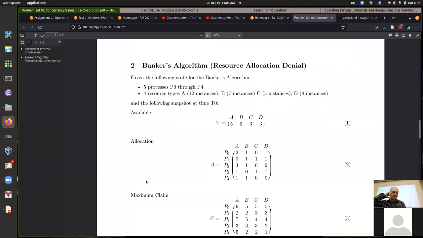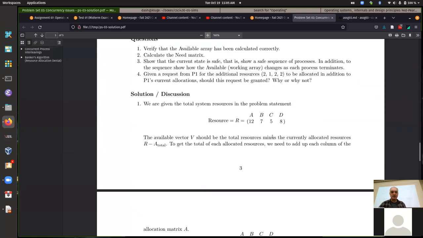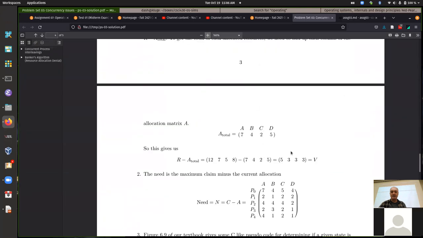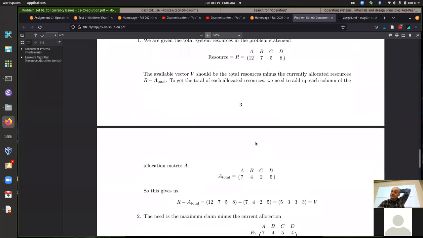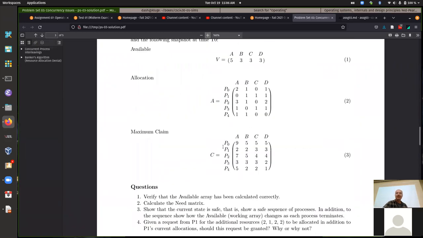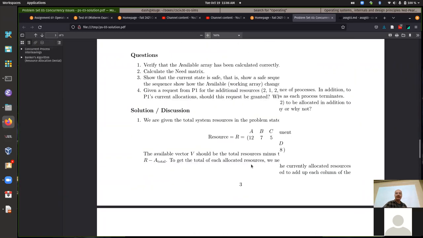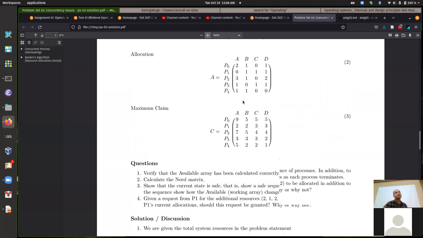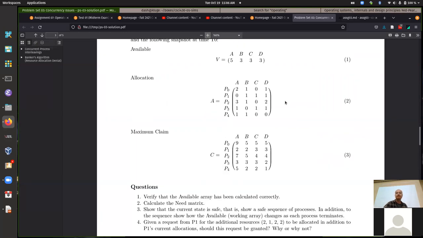I did want to mention something about parts three and four of the second question. Most people had the first part fine. Well, not everybody, but most people. I did have a couple of people that were using the claim matrix here. So if you're in that boat, make certain that you're clear about what we're doing here.